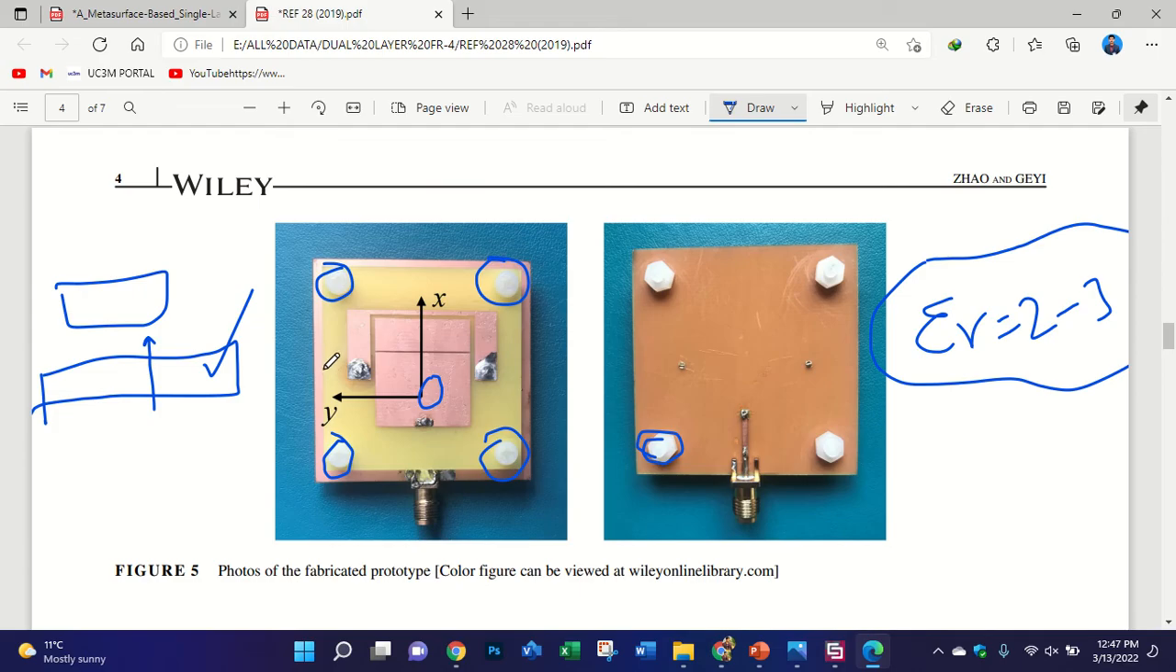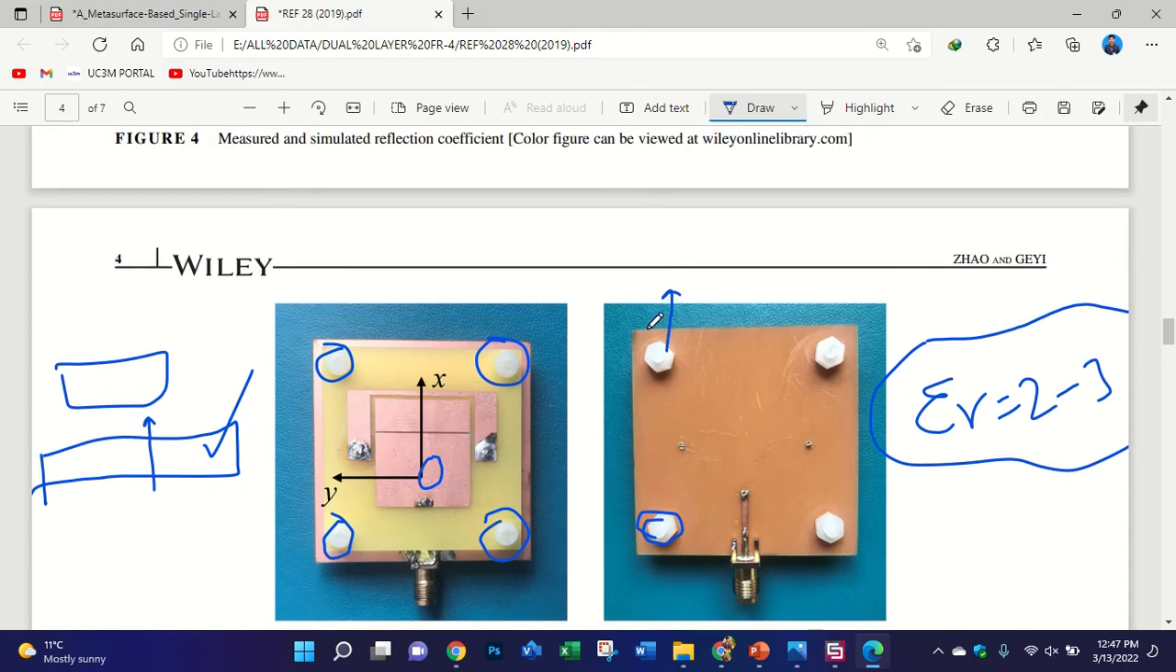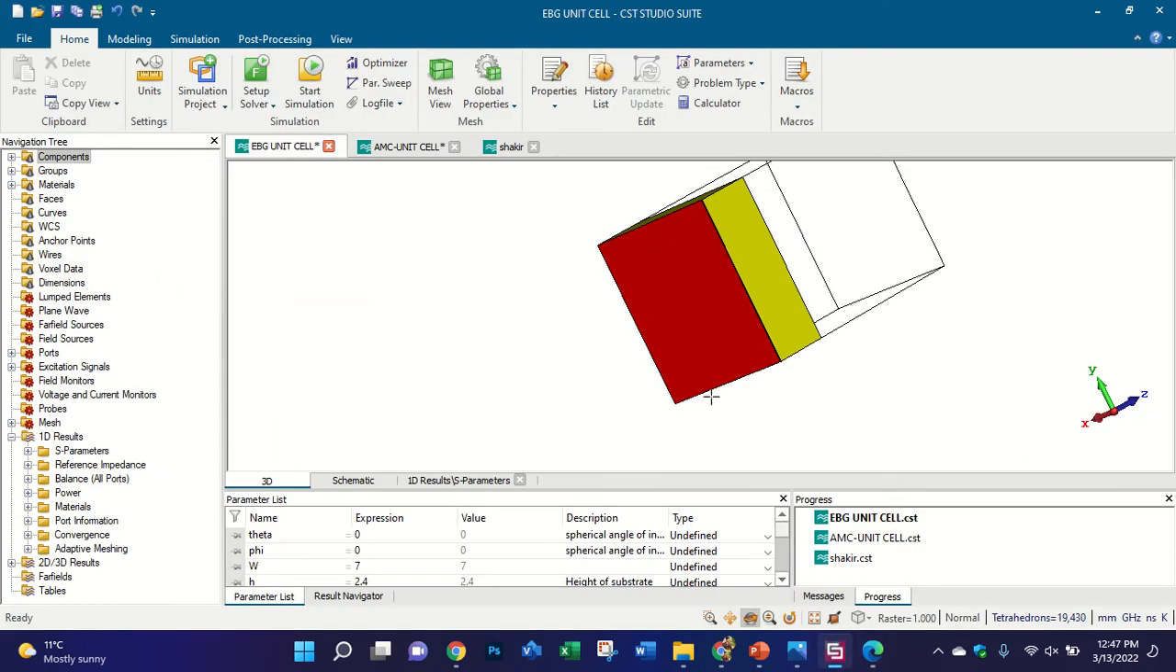And for this screw, what is the material? I forgot the name of the material, but these screws are made by 3D printers. How much is the permittivity? Epsilon is equal to 1. Must be. Yes. Okay.